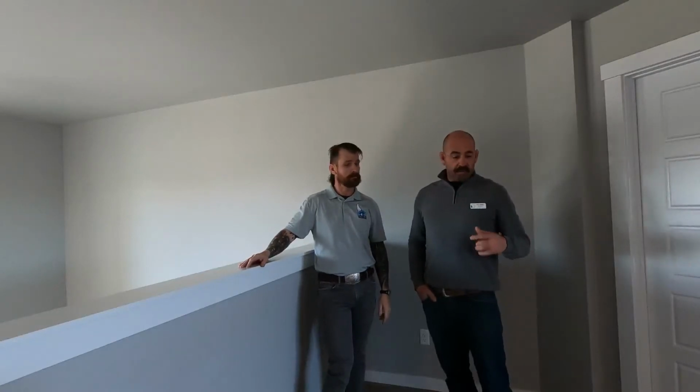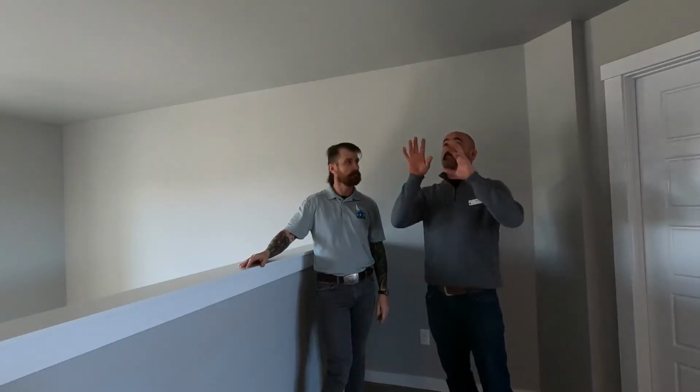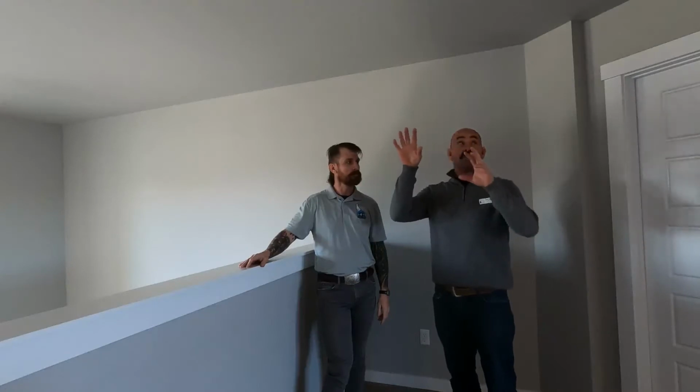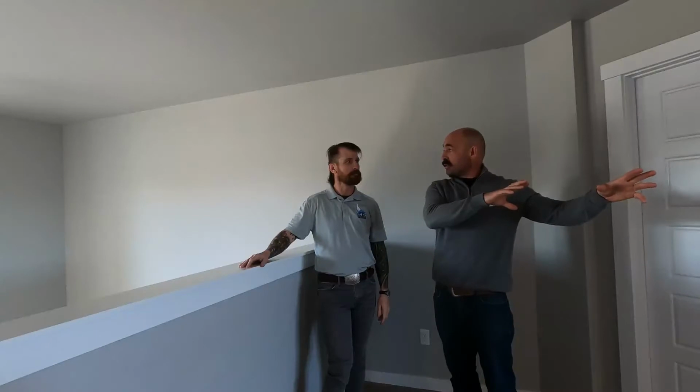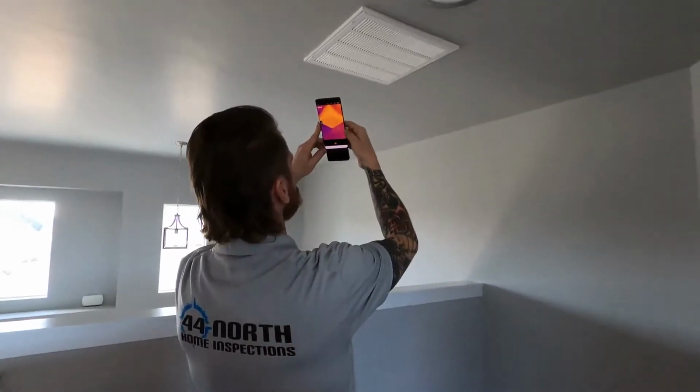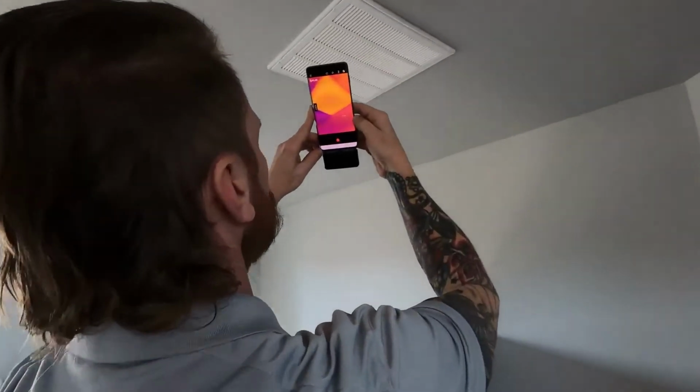All right, well, let's use the FLIR camera to look at some of the temperature differentials and how hot the air actually comes out from the returns. For sure. All right, Jesse, we got the camera out and we're having a look. What are we seeing here?